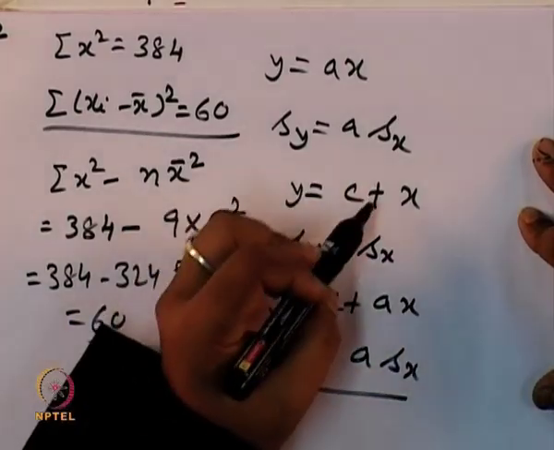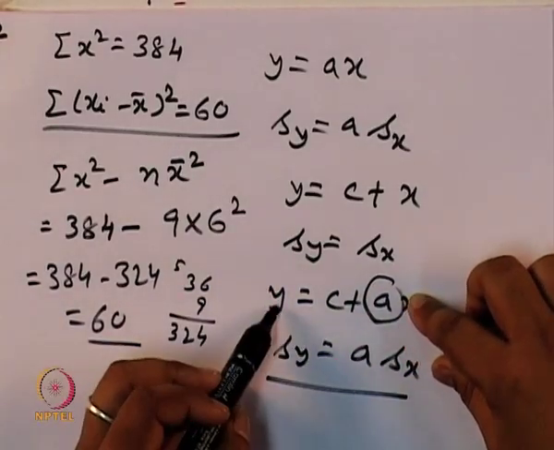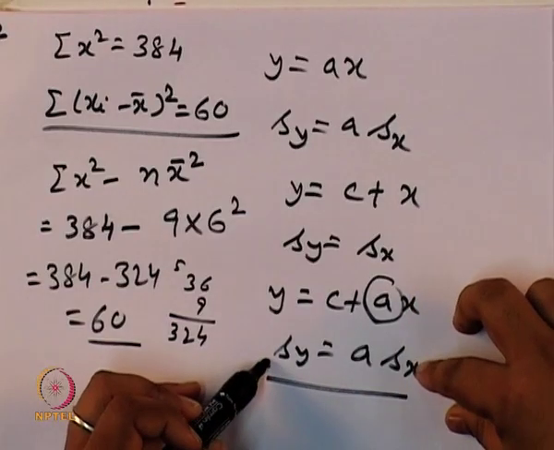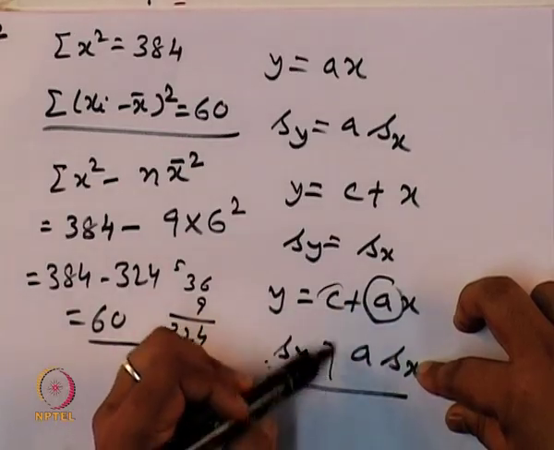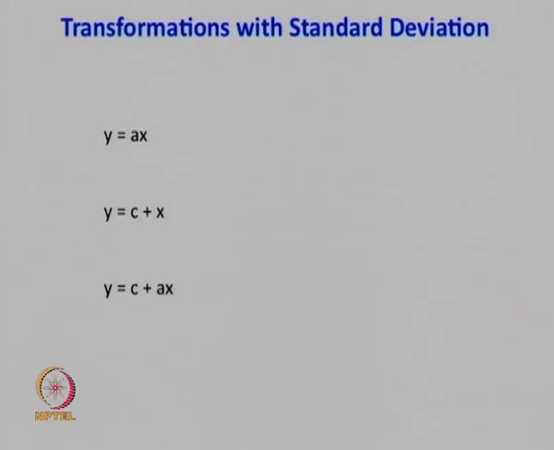So, bottom line is when you have a prefactor which multiplies your variable x to generate your variable y, then that also gets reflected in the standard deviation calculation. But when you have a constant being added, it has no contribution to the variation. So, let us think of the practical significance of what the standard deviation tells us.